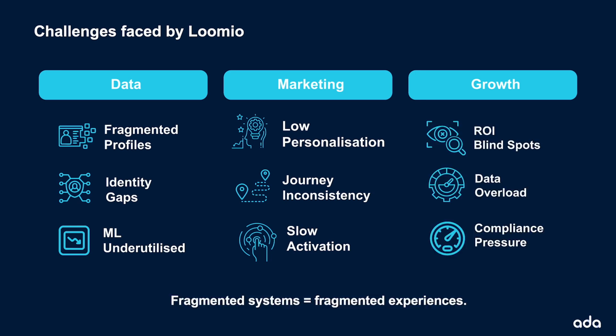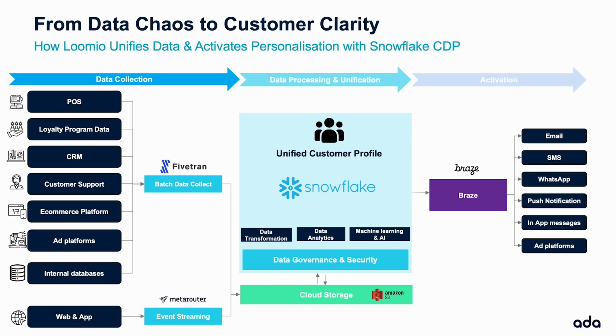slow. Finally, for growth-related challenges, the first issue is ROI blind spots, where conversions and engagement cannot be properly attributed to the right channels. The second is data overload, with massive volumes of data coming in daily. The third is compliance pressure. So for a brand like Lumio, the underlying issue is fragmented systems, which lead to fragmented experiences for its customers. And this is where ADA can step in, by implementing Composable CDP to solve these challenges.